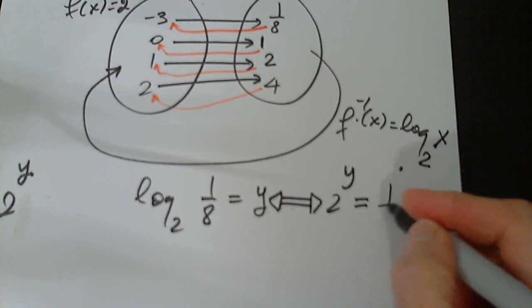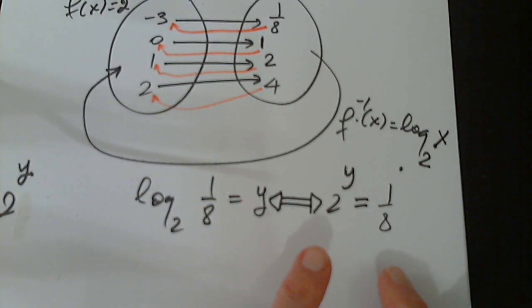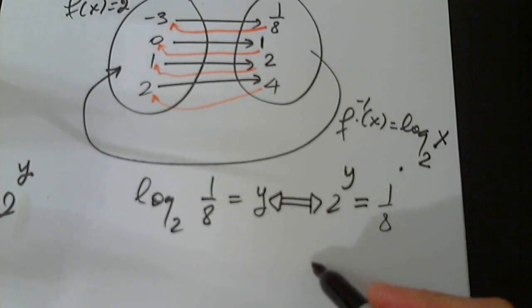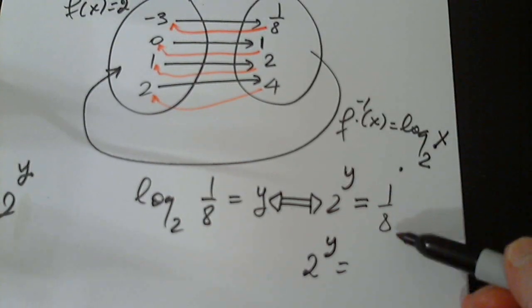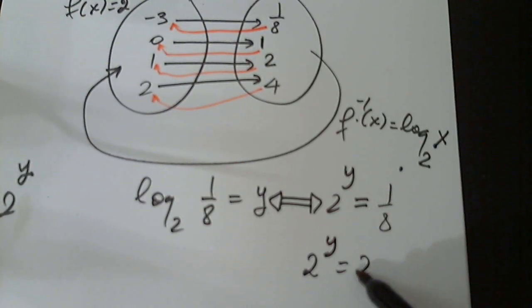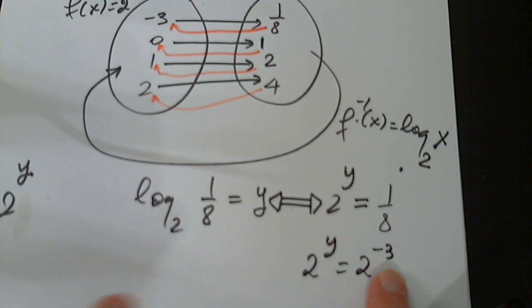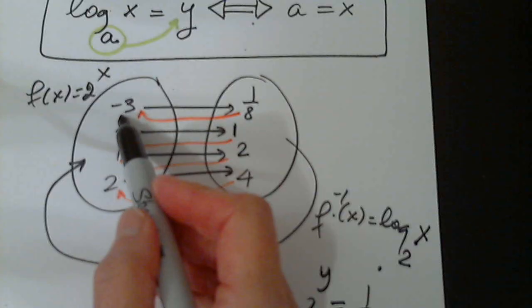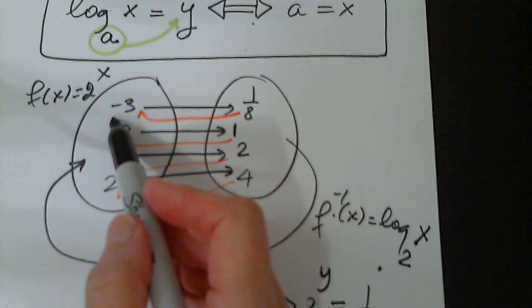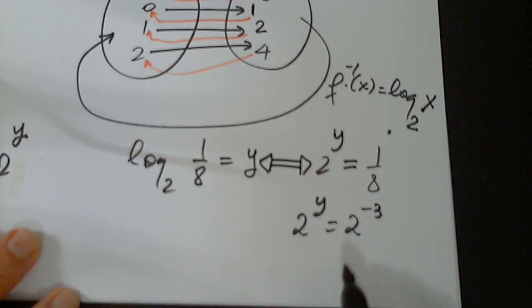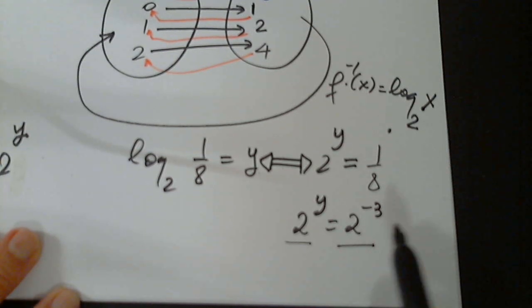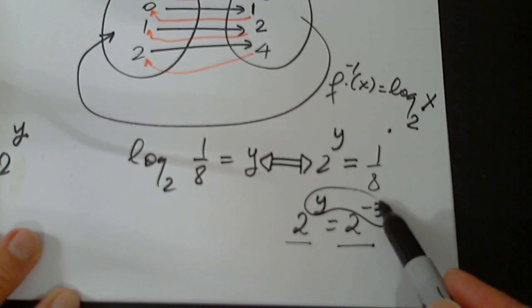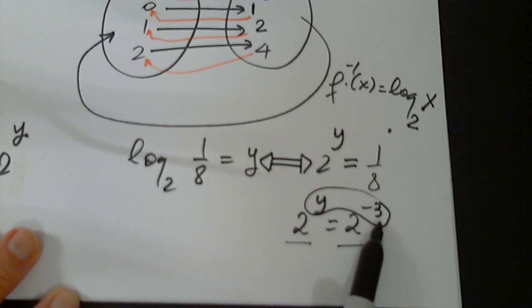2 raised to the power y equals 1/8. Indeed. So let's think of how to solve this. I have 2 to y. I will replace 1/8 by 2 to -3. And this can happen only if y equals -3. So indeed, when I applied log base 2 to 1/8, I obtained -3. 2 to y equals 2 to -3, there is only one option: y equals -3.